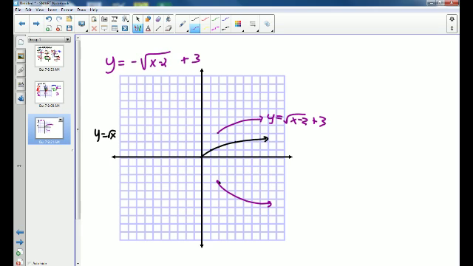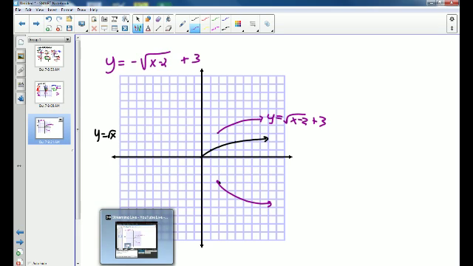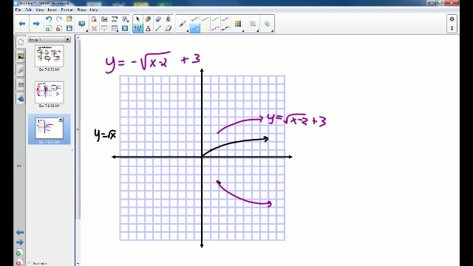Okay, so we moved it right 2 and up 3. The negative makes it flip over the x-axis. This is 3 units away, that's 3 units away. It's a complete mirror image. So basically you have mirror images here. So those are the patterns that you need to have in your brains: left, right, up, down, reflecting.